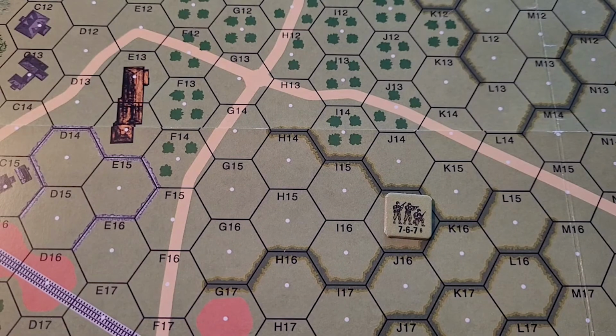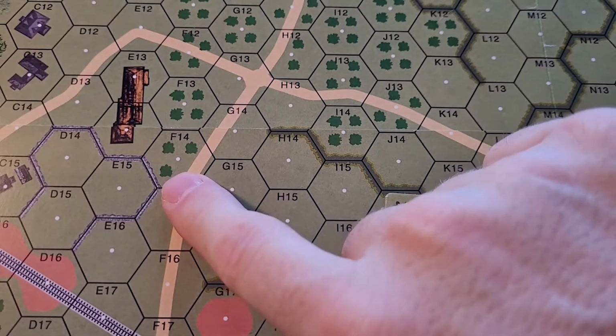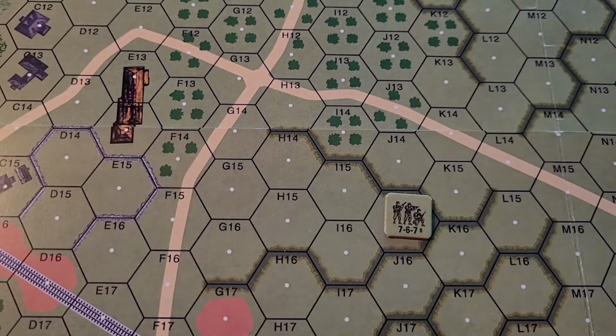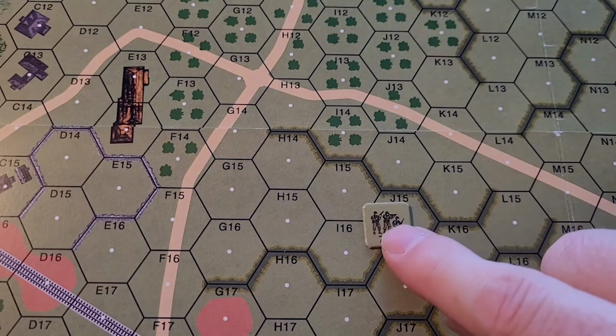Okay, so let's take a look at running movement and see if we can get into the building. Running movement gives you 7 movement points. Again, the orchard is 1 movement point. The building to move into is 2. So let's see if we can get into the building.